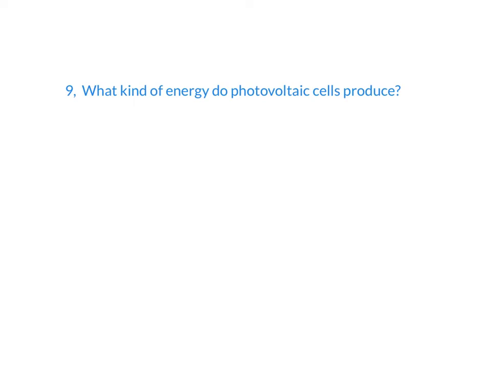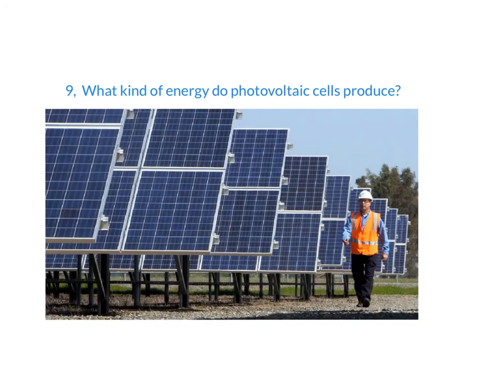Question 9. What kind of energy do photovoltaic cells produce? Photocells. There's a new word for you. Photo sounds like light, voltage. So what do you think? And of course you know that these are solar panels, and they convert sunlight directly into electricity. Photovoltaic cells produce electricity from the sun.